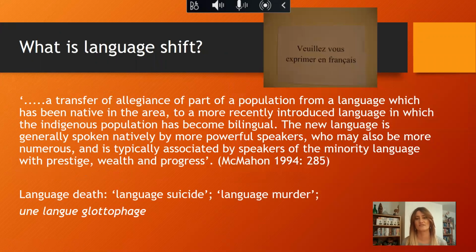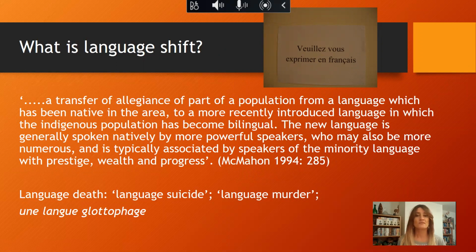So what is language shift? Here's a little definition which I will allow you to read. So as you can see, language shift is all about a mismatch of power and prestige, a perceived one. It might or might not actually be real. And it's where people literally shift from using one language to using another one for various reasons, mostly sociolinguistic, social reasons.